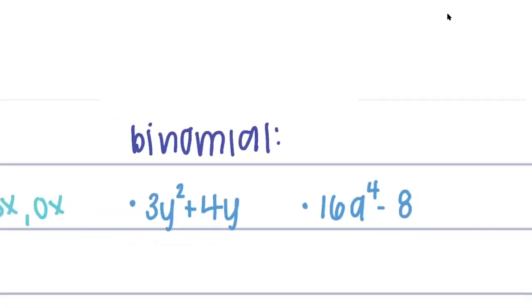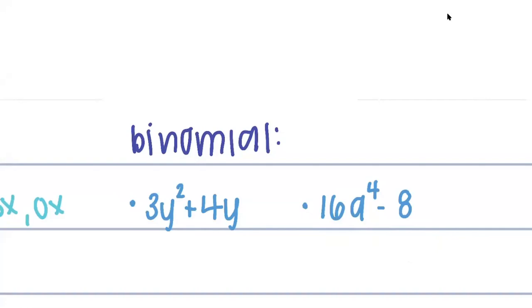So probably self-explanatory, but a binomial is an algebraic expression that contains two terms, or two powers of a variable. So like this would be 3y squared plus 4y, because this is the first term and this would be the second term. And then 16a to the 4th minus 8. This would be the first term and this would be the second term. Does that make sense? Because in a binomial, as long as one of the terms has a variable, this would also be considered part of the binomial.